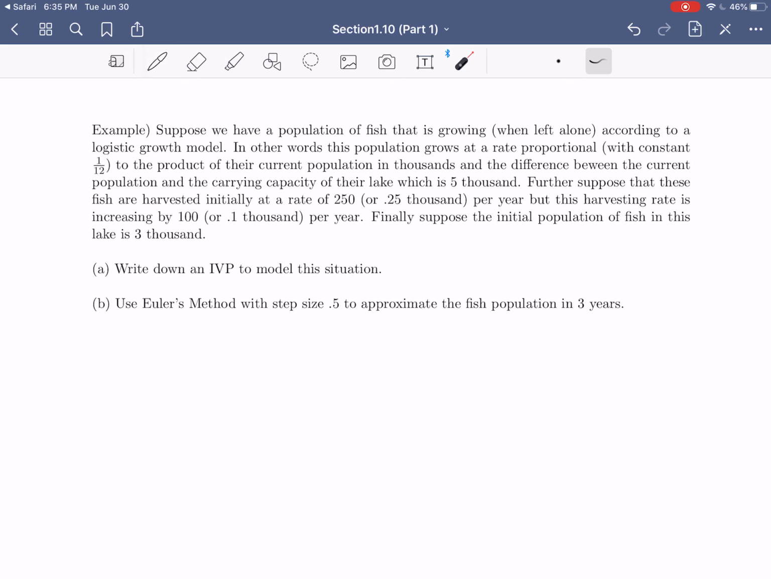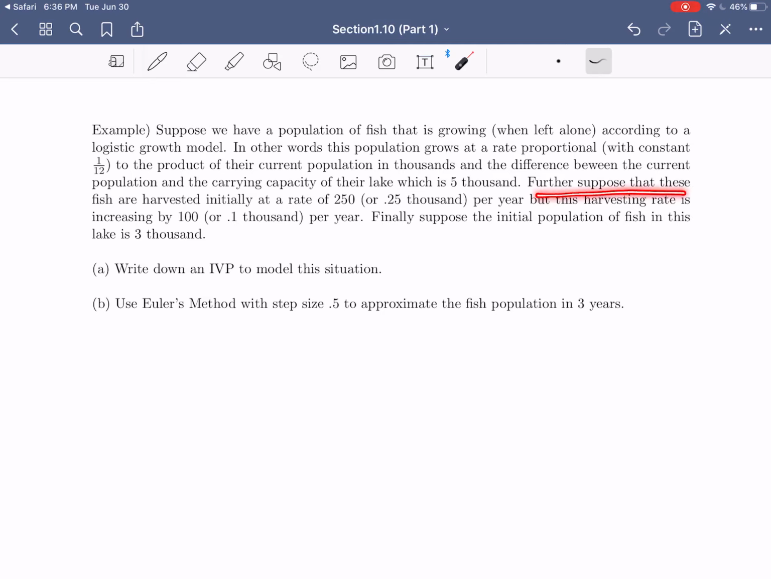So we're going to suppose that we have a population of fish that is growing when left alone, according to a logistic growth model. Remember, a logistic growth model means a growth model where the population grows at a rate proportional, in this case with constant 1/12, to the product of their current population in thousands and the difference between their current population and the carrying capacity of the lake they live in, which is 5,000. So remember, logistic growth basically says you grow proportional to how many there are and the amount of room that's left, carrying capacity minus current population.